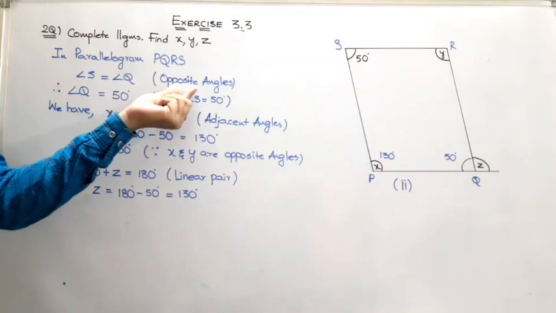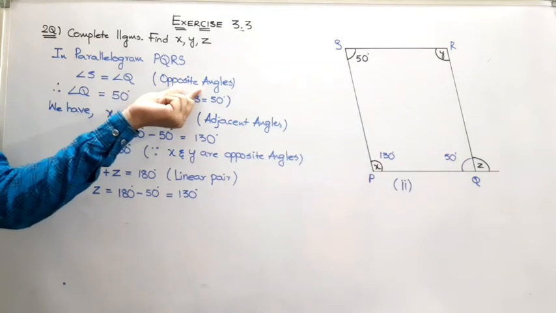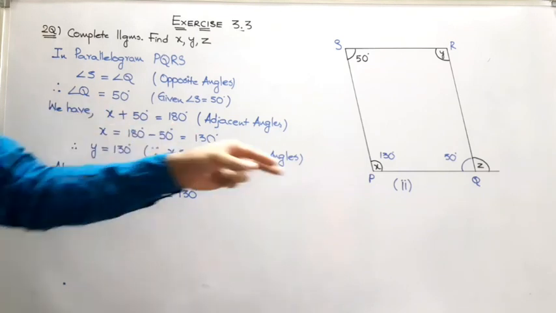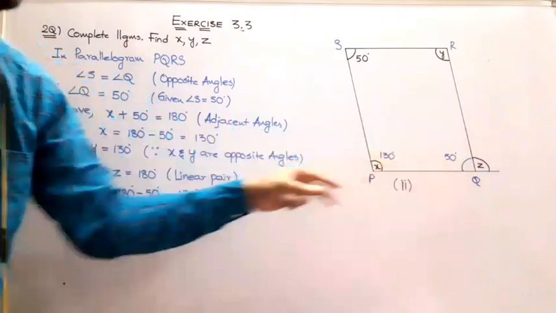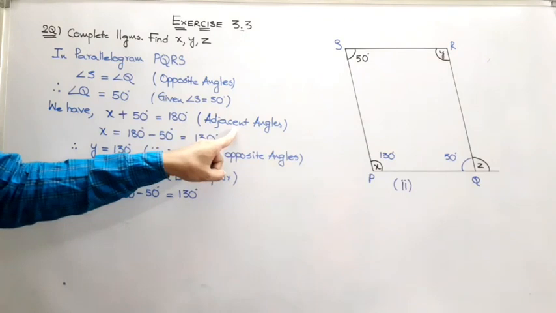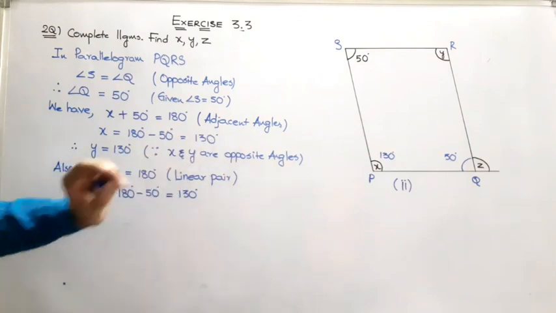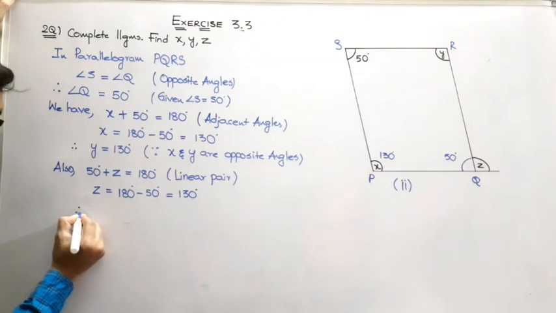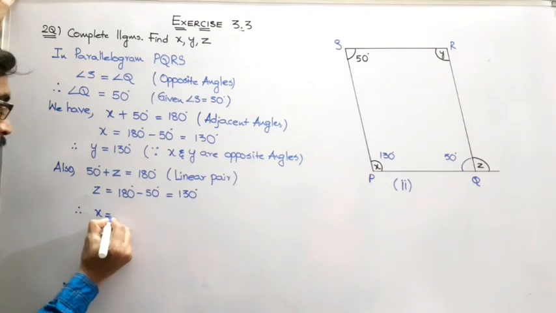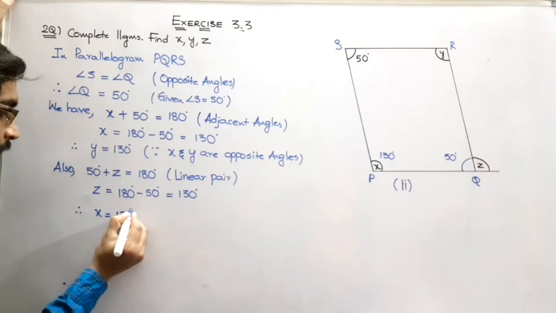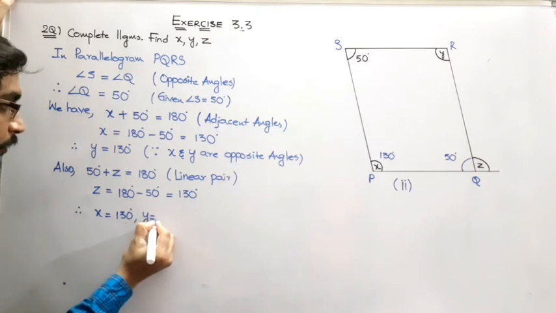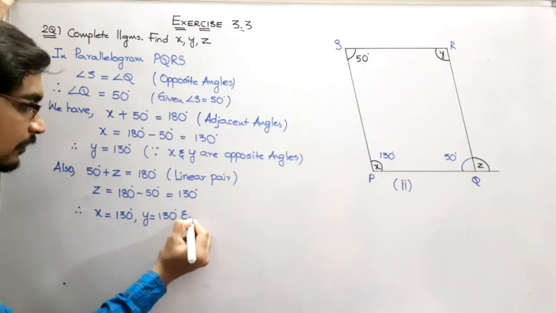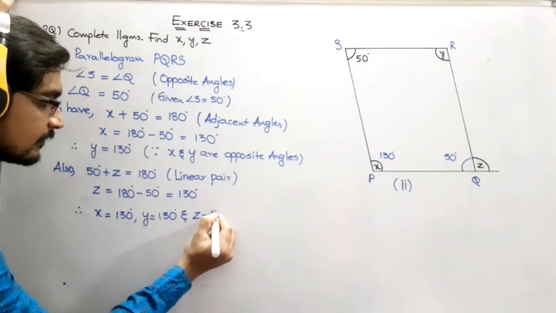By using the property of opposite angles of a parallelogram being equal, we found the value of Q, that means this angle. Later on, we used the property of adjacent angles and then opposite angles and lastly linear pair. Therefore, X is equal to 130 degrees, Y is equal to 130 degrees and Z is equal to 130 degrees.